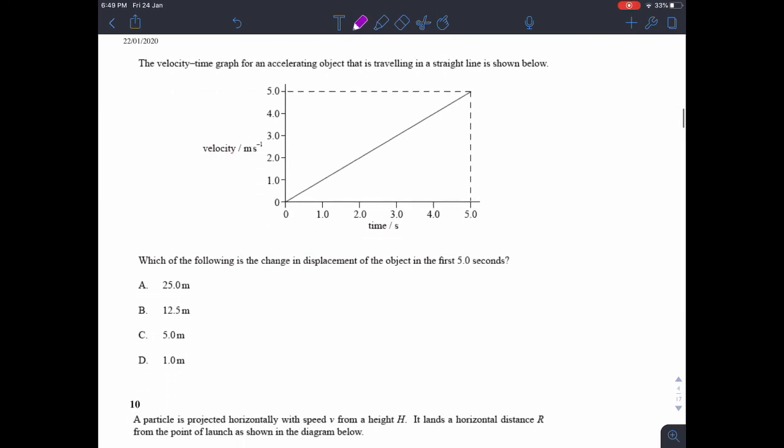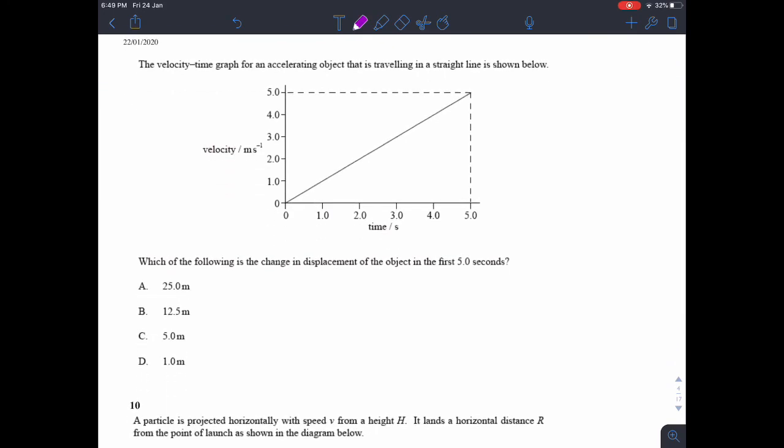Question number 9. The velocity time graph for an accelerating object travelling in a straight line is shown below. Which of the following is the change of displacement of the object in the first 5 seconds? Well, remember that the change in displacement of an object is just the area under a velocity time graph. So you've got 5 times 5 divided by 2, so 12.5 meters.